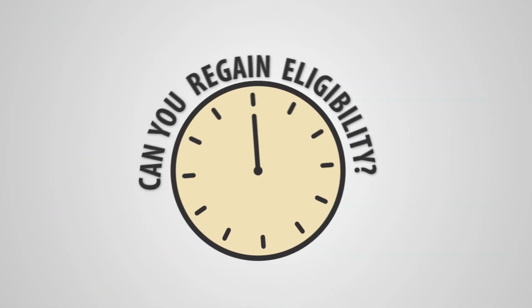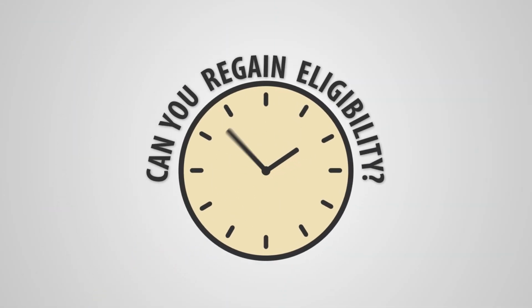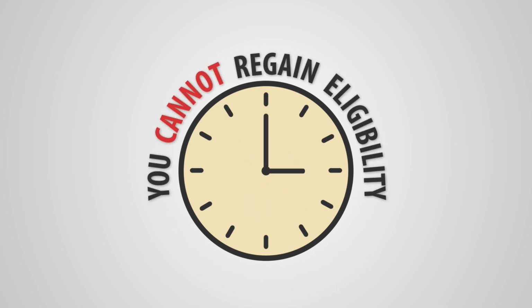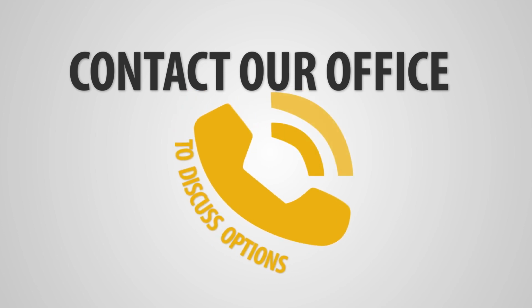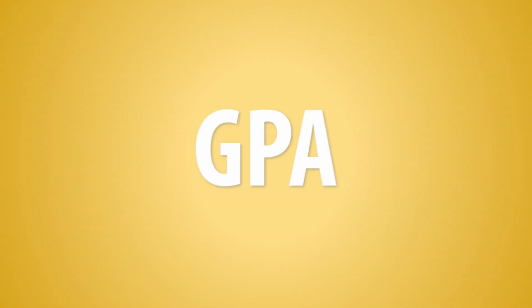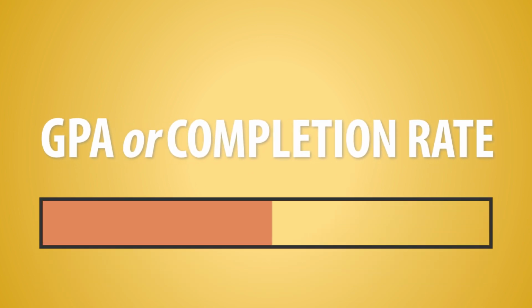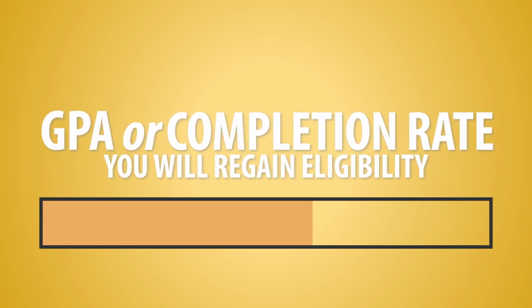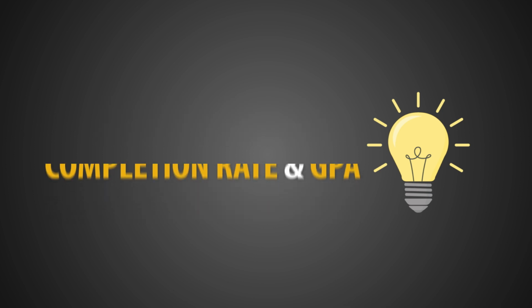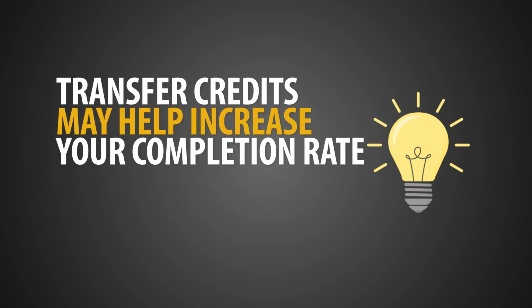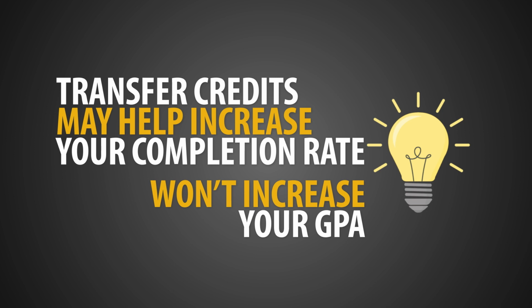Can you regain eligibility? If you have met the maximum time frame component for your program, you cannot regain eligibility. However, we encourage you to contact our office to discuss your options. If you are not meeting the GPA or completion rate components, you will regain eligibility once you have met the minimum GPA requirement and/or have increased your completion rate to 67% or higher. Taking and passing additional credits can help to increase your completion rate and GPA. Keep in mind, transfer credits may help you increase your completion rate, but they won't increase your GPA.